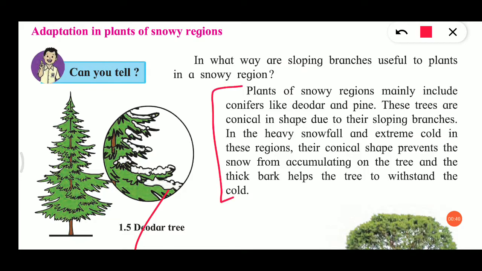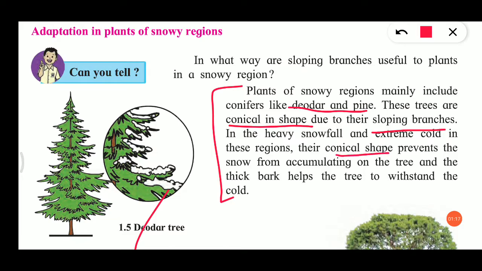Plants of snowy regions mainly include conifers like deodar and pine. Which plants mainly include in snowy regions? Deodar and pine. These trees are conical in shape due to their sloping branches. I said that they have conical shape and their branches slope downwards, because in these regions there is heavy snowfall and extreme cold.